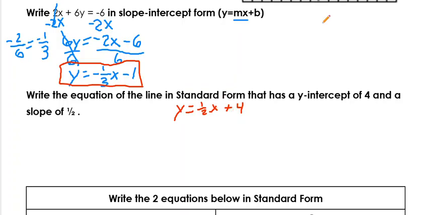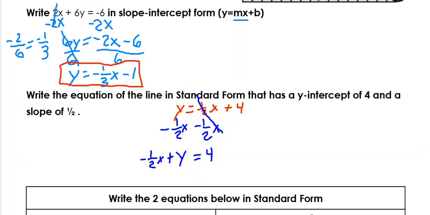So I need to convert this into standard form. So standard form, remember, my x and y's are on the same side, and my constant's on the side by itself. So I need to move over this 1/2 x. So how can I move that over? Well, I could do minus 1/2 x to both sides, right? That's going to cancel this out over here and leave me with just 4 on my right side, which is what I want. I just want a number by itself. Over here, I'm going to put my x term first, because remember, it's ax plus by, right? So this, I have negative 1/2 x plus y equals 4.